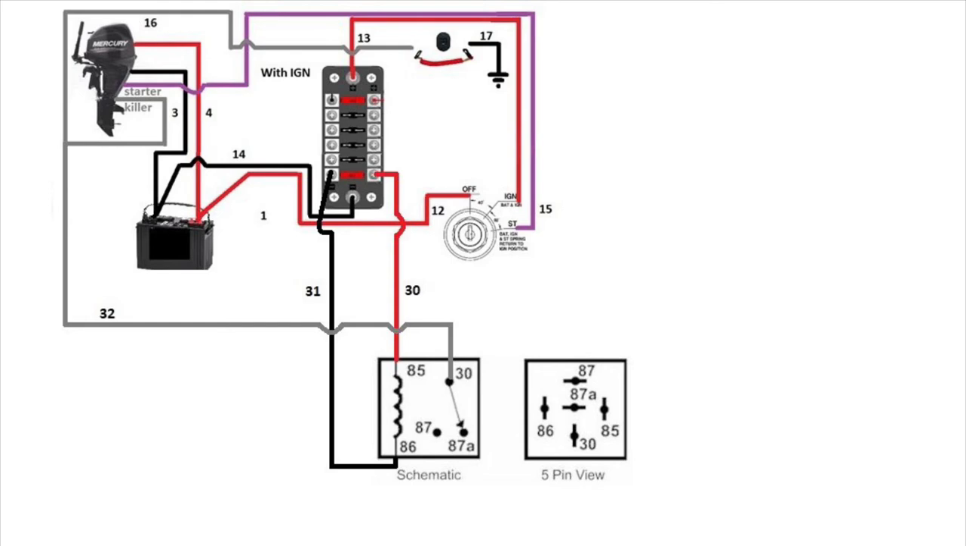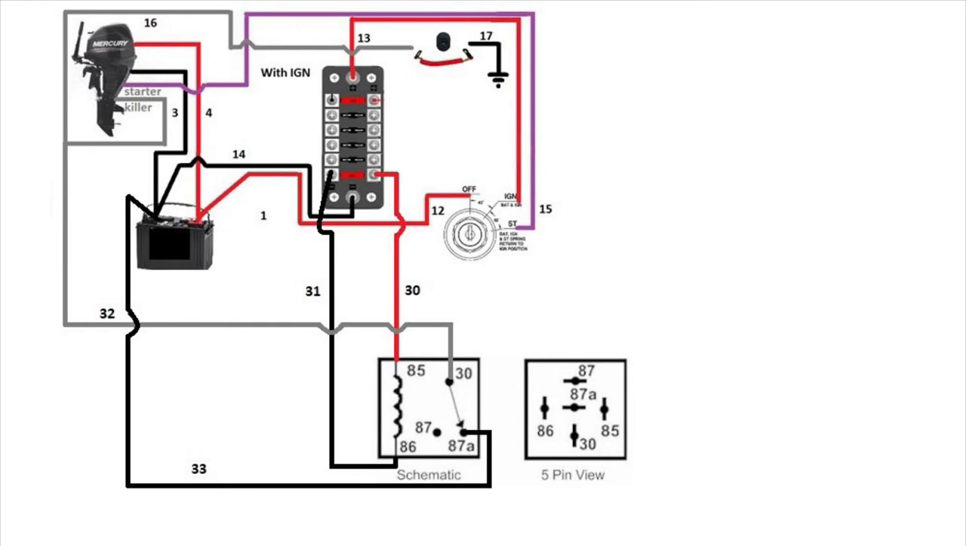Now we need to connect from the relay pin 87A to ground. We see this is done with the wire 33 in the diagram. Basically, when the kill switch wire connects to ground, that will shut off your engine. So here's the part where I add the visual aid.